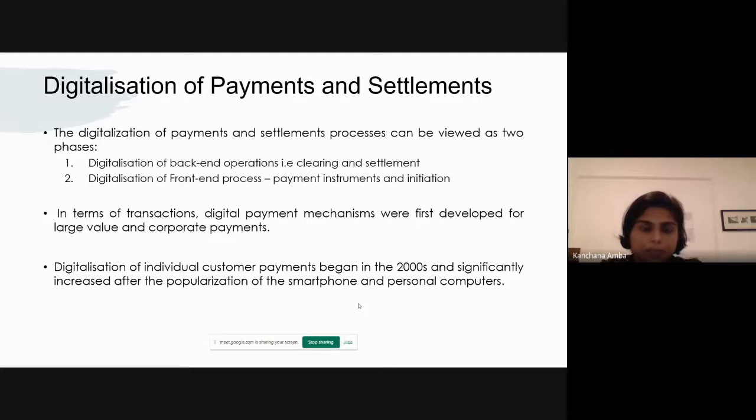But now with the mobile phone and personal computers, banks finally have a way, an infrastructure, a phone or personal computer, some digital device that they can connect to the customer with. So this has resulted in the front-end processes getting digitalized, right? So that is a reminder of what we discussed last time.